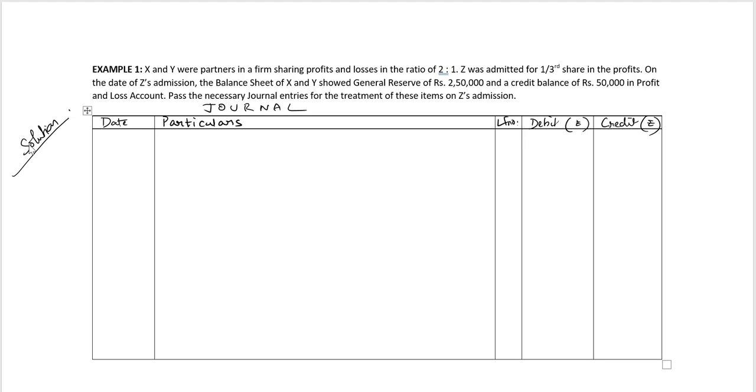So we have a general reserve of Rs 2,50,000 and an accumulated profit. Since the P&L account has a credit balance, we know it's an accumulated profit appearing on the liability side of the balance sheet. They haven't mentioned which of the two methods has to be used, method 1 or method 2. So in the absence of information, we will use the first method.